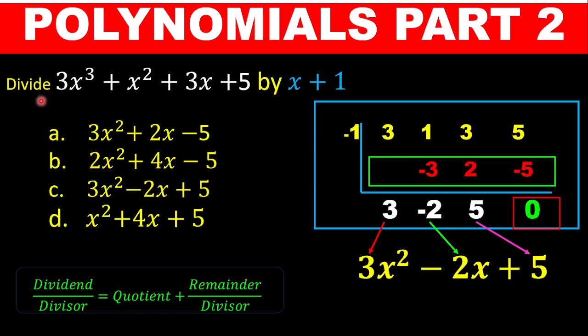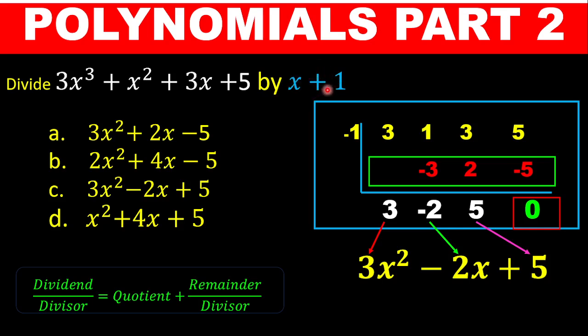So let's go. Divide 3x cubed plus x squared plus 3x plus 5 by x plus 1. So the question simply wants us to know that if x plus 1 can divide this function, then x plus 1 is a factor of this function. And by the factor theorem, if you want to know the factor, simply equate this factor to 0. Then you solve for x. So if I equate x plus 1 to 0, and I am looking for x, obviously I'll get x is equal to -1. So that is an important step that we need to do.